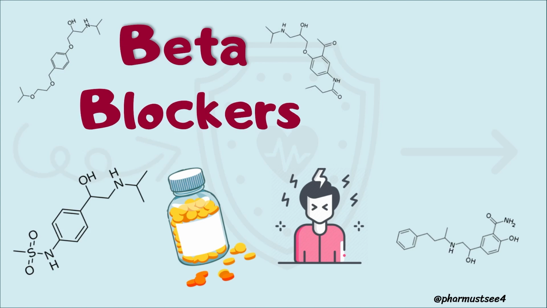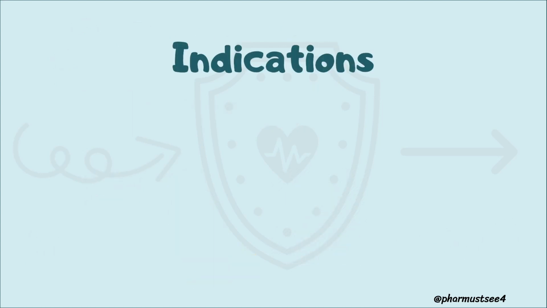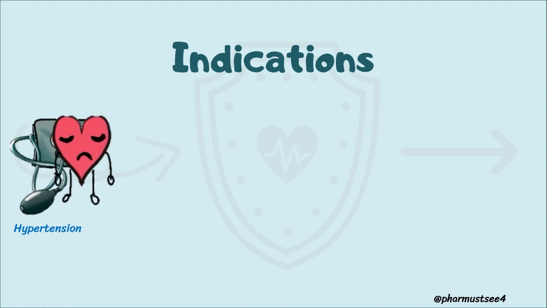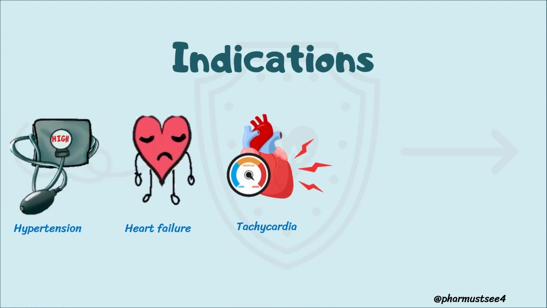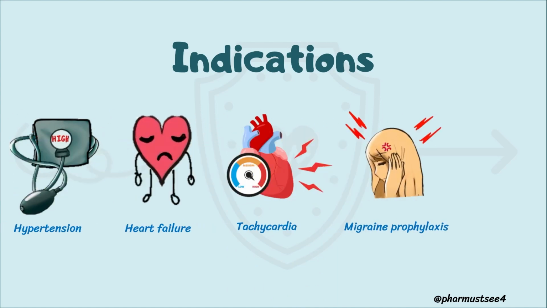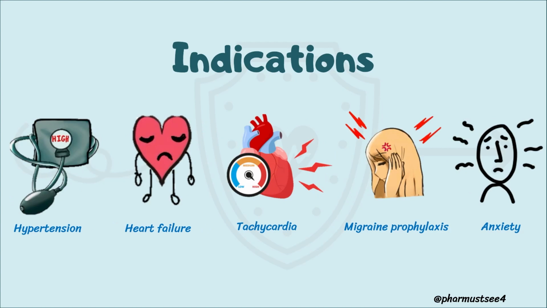Beta blockers are used to treat various conditions and we'll explore their mechanisms of action, indications and their potential side effects. Let's get started. There are different indications for beta blockers, for instance hypertension, heart failure, tachycardia, meaning the heart is beating too fast. They can also be beneficial in migraine prophylaxis and managing anxiety.